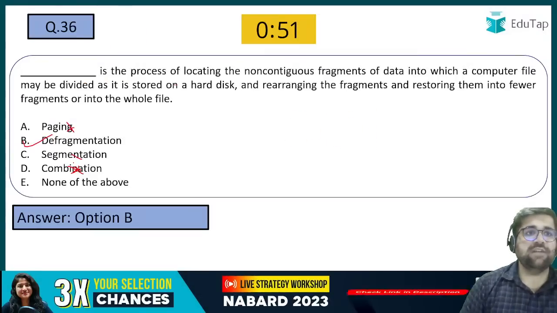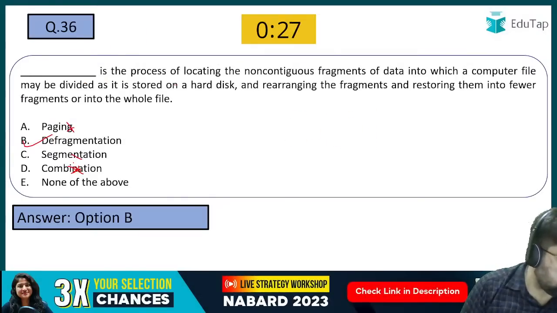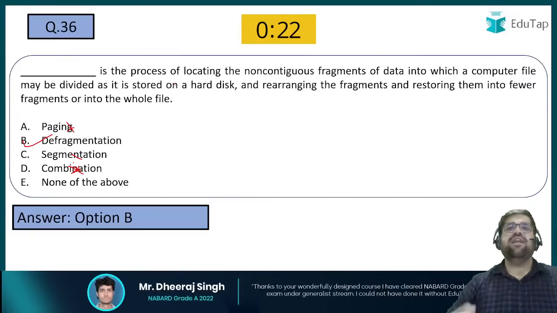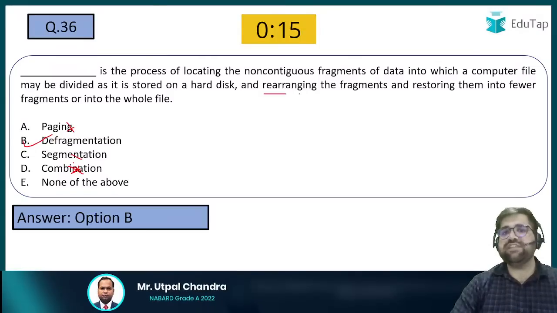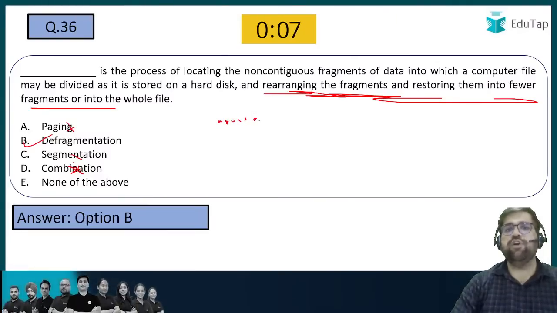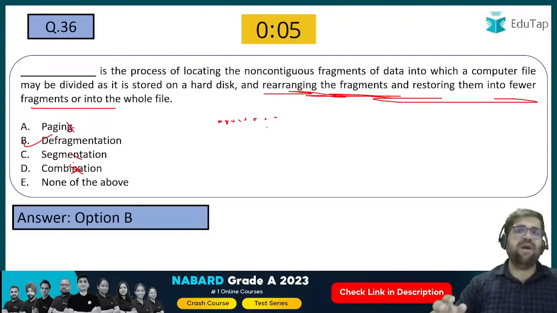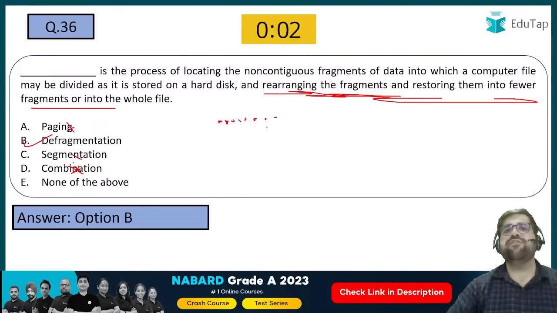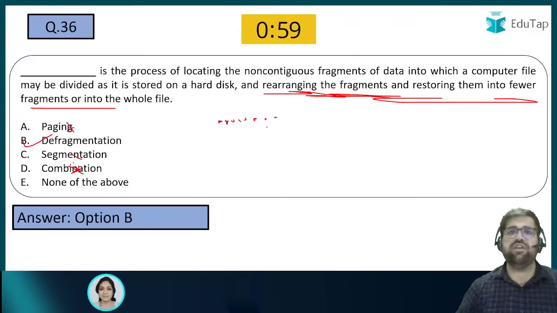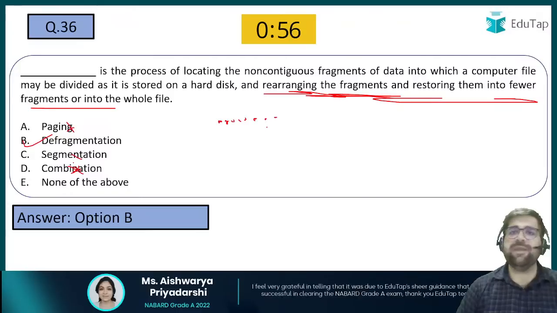Okay. Someone was saying question number 36, right? Question number 36. See, defragmentation means what? That you are rearranging the fragments and restoring them into few fragments or a whole or into a new file. Now see, focus on this particular line. If you have big memory units, big data, the space in your computer will fall. Your computer will run with a slow speed, will have low refreshing speed, and will not be able to do good.